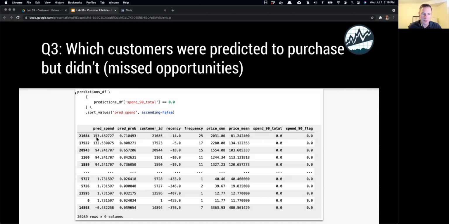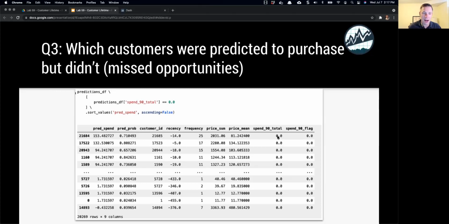And we see this person was predicted to spend $153, but they spent $0. So this is the perfect type of opportunity, and this is something that's really valuable to the business. These are missed opportunities. These are customers that are coming to our company, and they're not making purchases, and they're kind of hanging around, but they're showing that they should be making purchases.